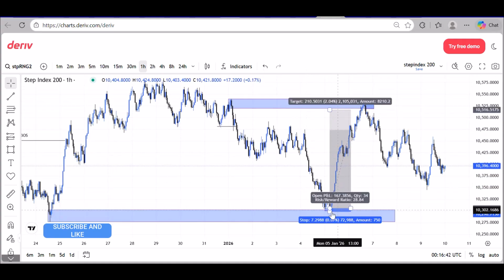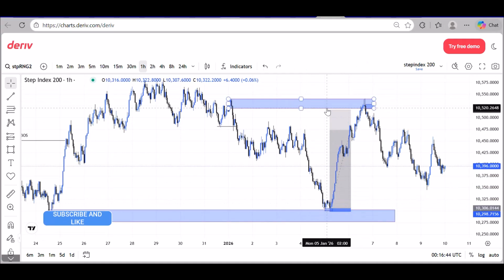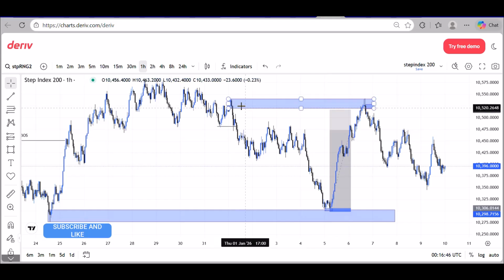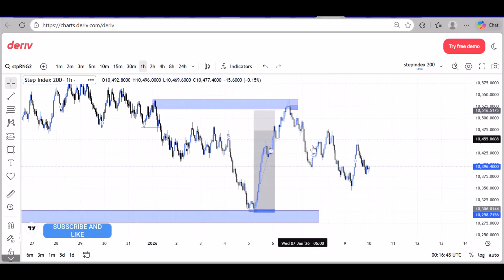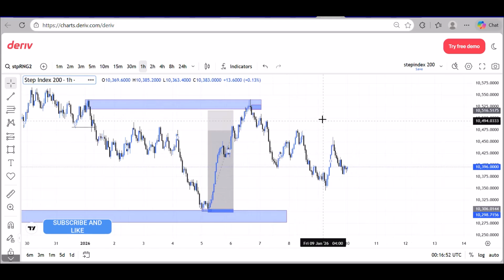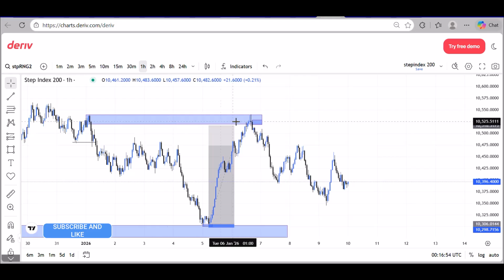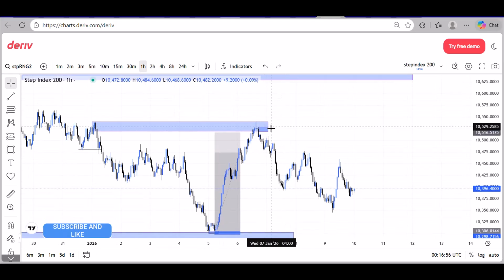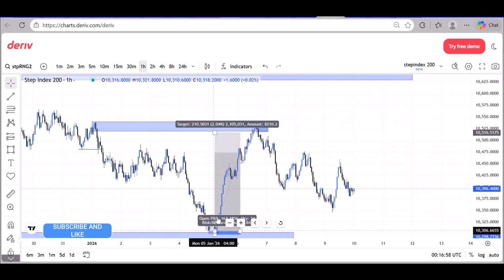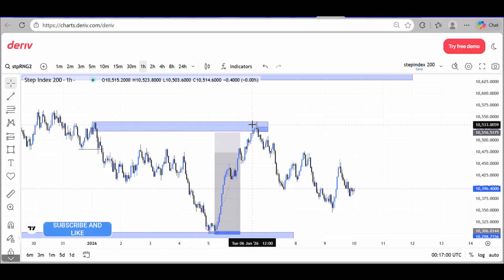So price came in, tapped in, we saw our entry, we bought, and we exited the trade here. Since this was a supply zone, we saw that there was a reaction here. After price came in, it tapped into that zone and it sold. Now let's see if we would have seen any entry here to sell. Price came into this supply zone and tapped in.